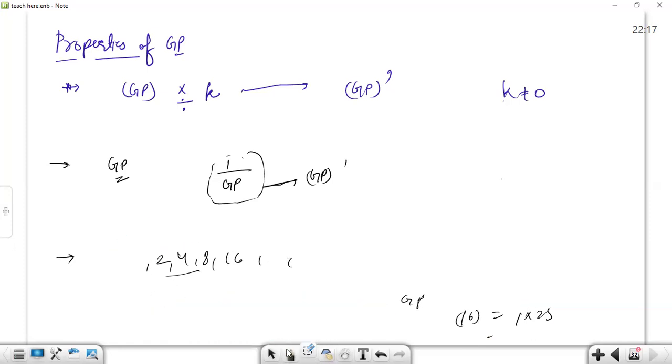And there's one more property. If there is a GP and we raise its terms to a power, any number except zero, any integer, then the new sequence formed will also be a GP. Clear?